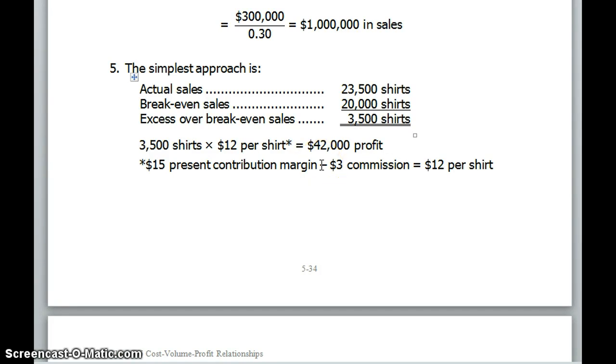The approach to solve this problem would be: your actual sales are 23,500 shirts. Going back to the original data, the number of shirts to be sold to break even are 20,000 shirts. Therefore, at 23,500, we would have 3,500 shirts sold in excess of the break-even point. Therefore, the store's net operating income would simply be those 3,500 shirts multiplied by the additional $12 of contribution margin realized for each one of those shirts, or $42,000. 3,500 times $12 a shirt, $42,000 of additional profit. That additional contribution margin will fall right to the bottom line and improve our profits accordingly by $42,000.